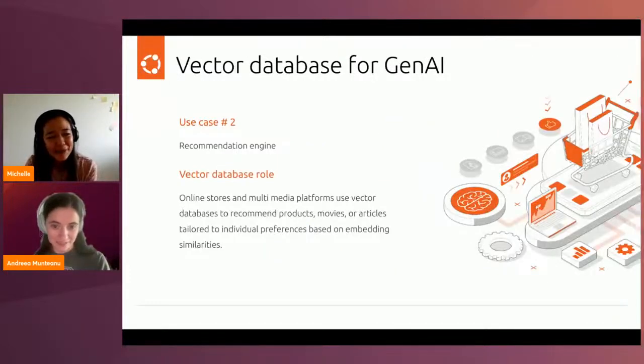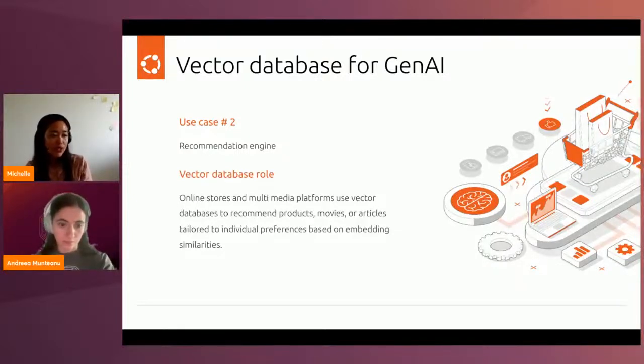But actually, we still have a couple of use cases, though we will not deep dive like we did with the RAG one. You also use a vector database for a recommendation engine, for example, in online stores or different multimedia platforms, where it serves as a database to make sure that you can recommend products, movies, or articles that are preferred by a specific individual. So I think it's similar to what a search engine does, but expanded to the usage of AI and machine learning.